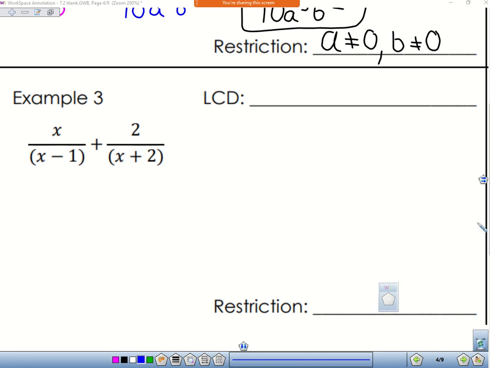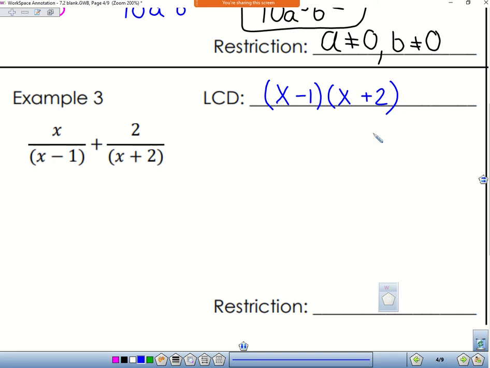So this one, both of the denominators are binomials. Okay. So when neither of the denominators have any factors in common, which they don't. See how they don't have any factors in common? They're two separate, totally different factors. All you do for your LCD is simply multiply your two denominators together. So that's whenever your two denominators don't have any factors in common. You just multiply them together, and that will always be your LCD.